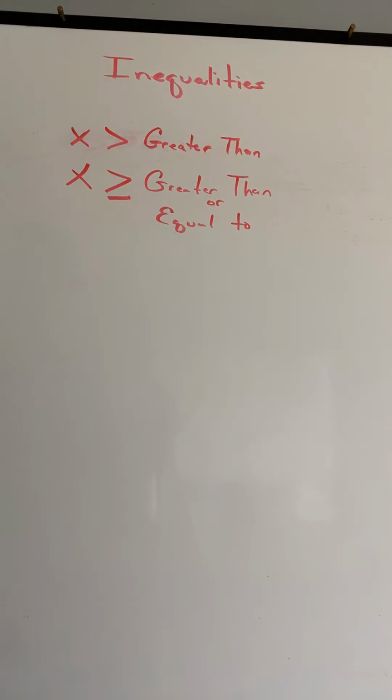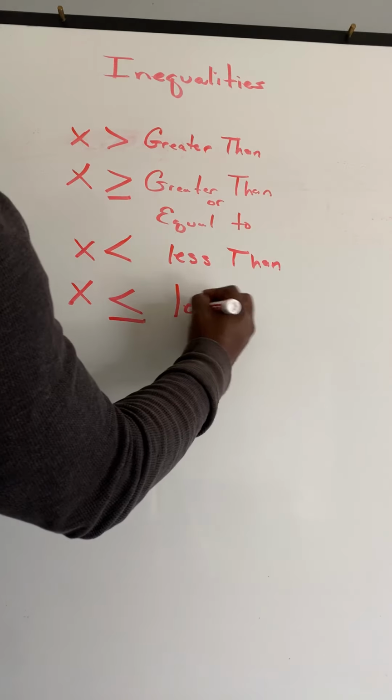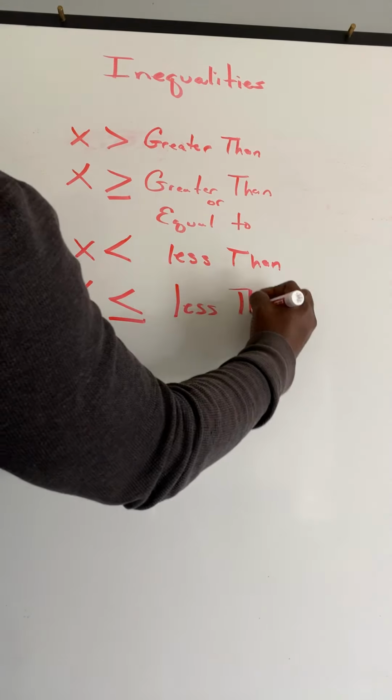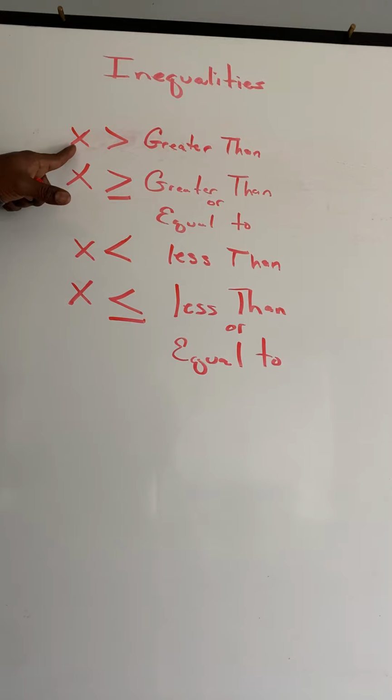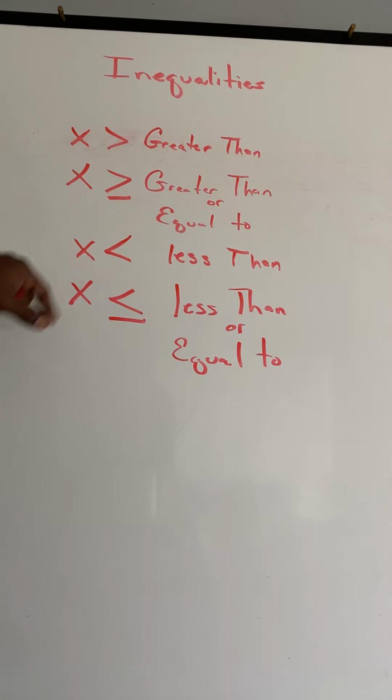Okay? When the point is at the variable, this means less than. And when the point is facing the variable, with the line underneath, that means less than or equal to. Okay, so those are the 4 inequality signs that you need to know. Greater than, when the Pac-Man's facing the x or whatever variable is there. Greater than or equal to. Less than, and then less than or equal to. Make sure you have those 4 signs understood.